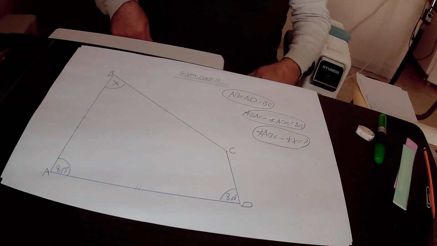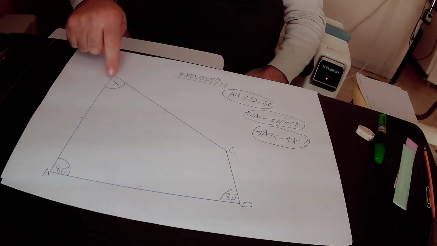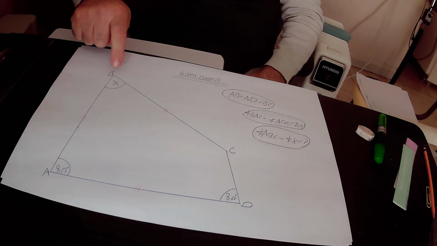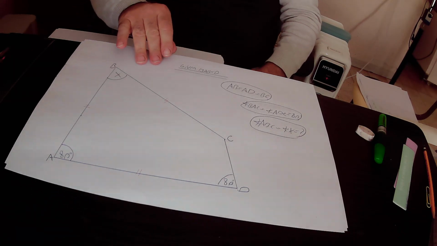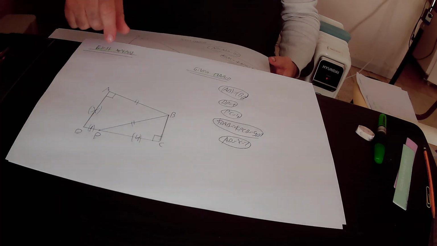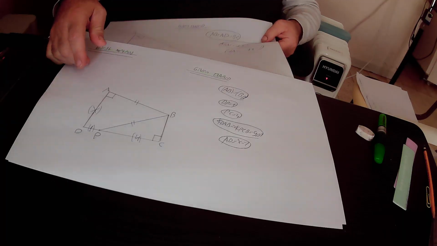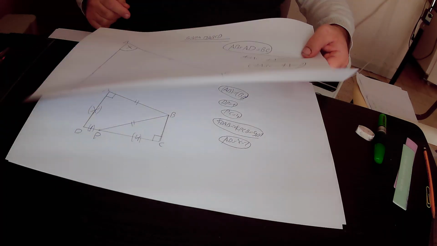In this lecture we'll answer two questions. In the first question we'll find the size of angle ABC, equals x. We have to find the value of this angle x. And in the second question we'll find the length of side AD, equals x. So we have to find the value of line segment x. We start with the first question.